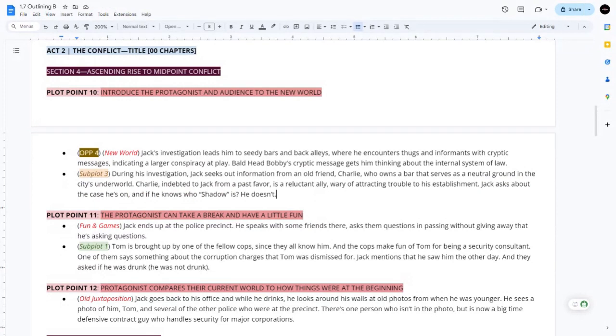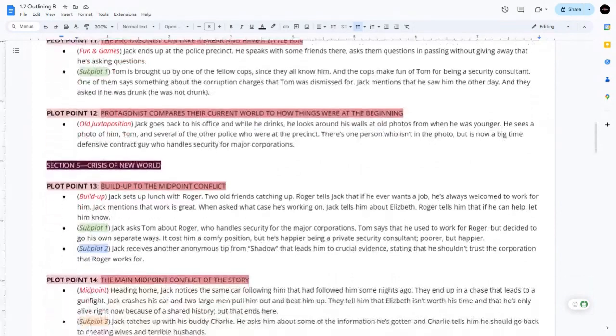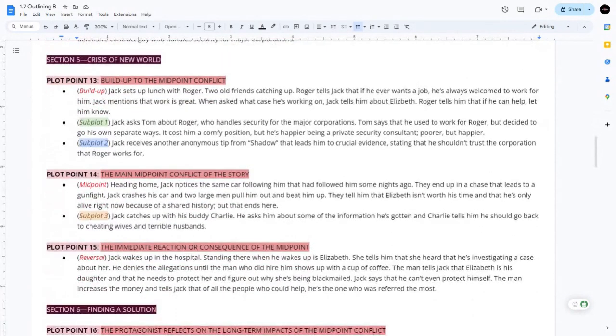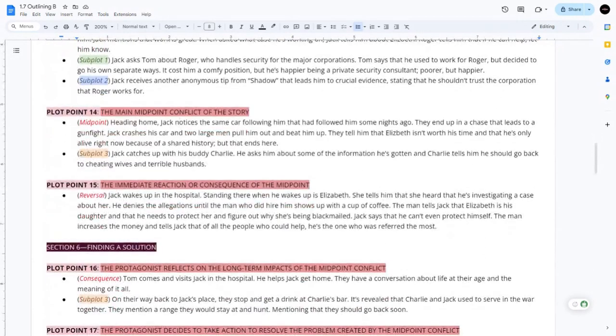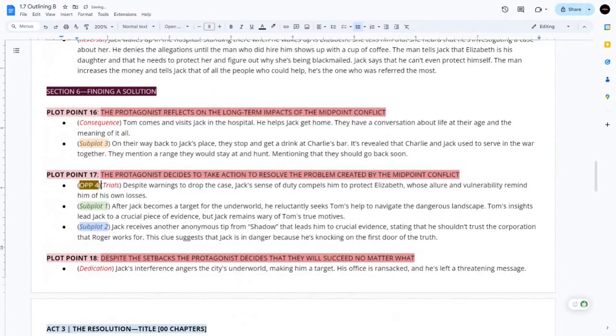Now we need to figure out what the original plot point five is so you can see what it originally was. The original one was: despite warnings to drop the case, Jack's sense of duty compels him to protect Elizabeth. So let's see. It's not this one. It's not this one. Jack's at lunch with Roger. It's not that one. Heading home. It's not that one. Jack wakes up in the hospital. Tom comes and visits. Boom. All right, so this is the original fifth.